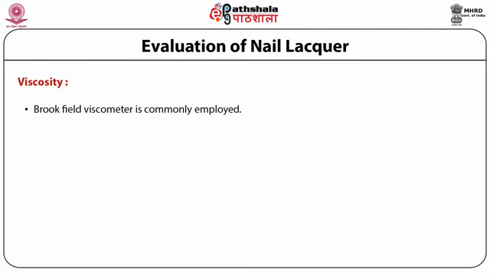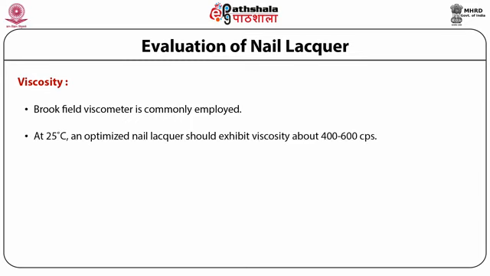Viscosity. A Brookfield viscometer is commonly employed to determine the viscosity of the sample by placing a 200 gram quantity of it in an 8 ounce closed jar. The jar must be covered in order to reduce solvent loss. At 25 degrees centigrade, an optimized nail lacquer should exhibit a viscosity of about 400 to 600 CPS.